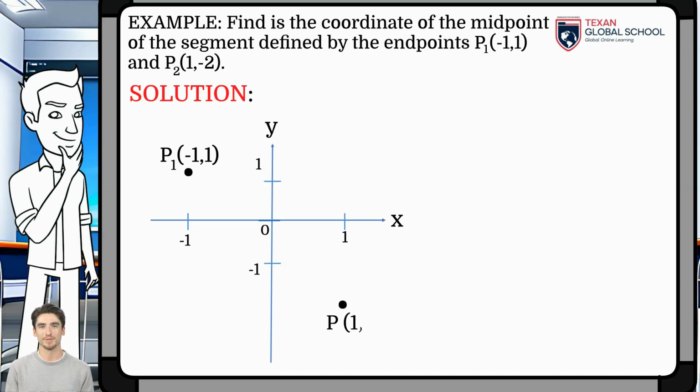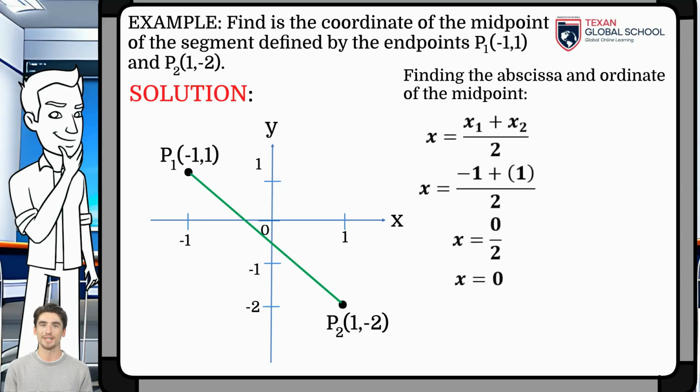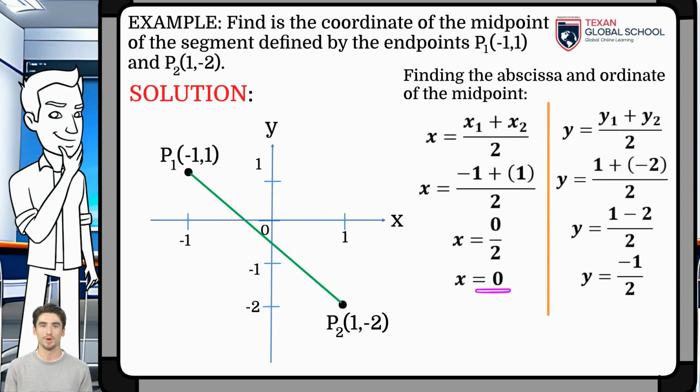Now calculate the abscissa of the point that divides the line, substituting x1 equal to -1 and x2 equal to 1. We repeat the process, but now to obtain the ordinate. Substitute y1 equal to 1, y2 equal to -2. Then, obtain the midpoint with coordinates (0, -1/2). By graphing the point, we can see that it divides the given line into two equal parts.